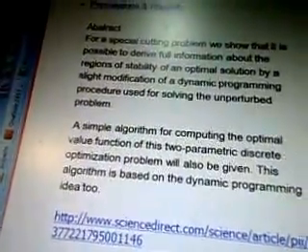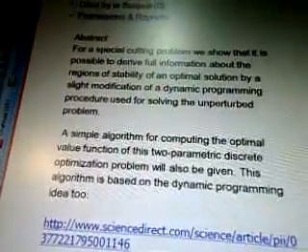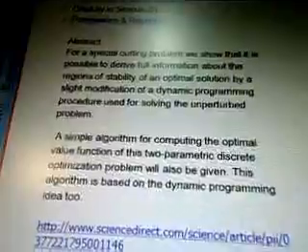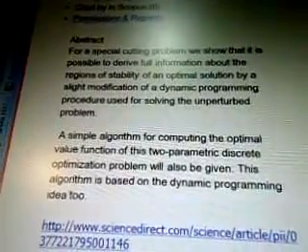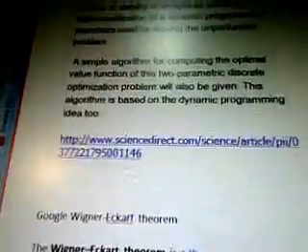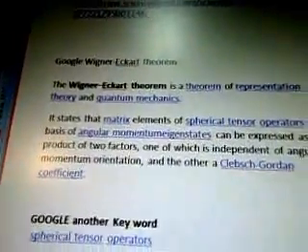A simple algorithm for computing the optimal value function of this parametric discrete optimization problem will also be given. This algorithm is based on the dynamic programming idea too. Then I Google Wigner-Eckart theorem.